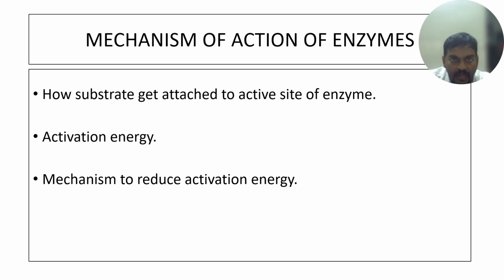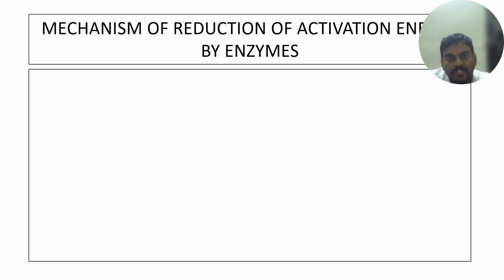So we have seen how the substrate gets attached to the enzyme to form the enzyme-substrate complex. That is the first point. Second, we have seen what is meant by activation energy, and I have told you the enzyme will reduce the activation energy. The third point, you are going to explain how the enzyme reduces the activation energy. What are the mechanisms by which the enzyme reduces the activation energy? At least you should be able to explain these 4 points. These are the 4 methods by which an enzyme reduces the activation energy.